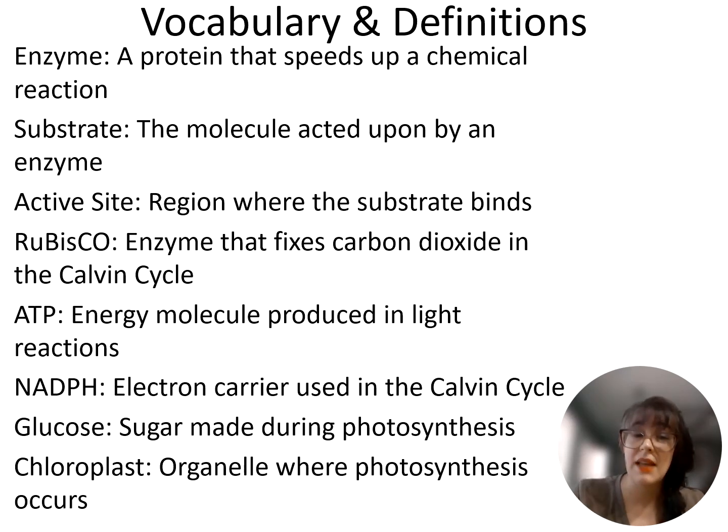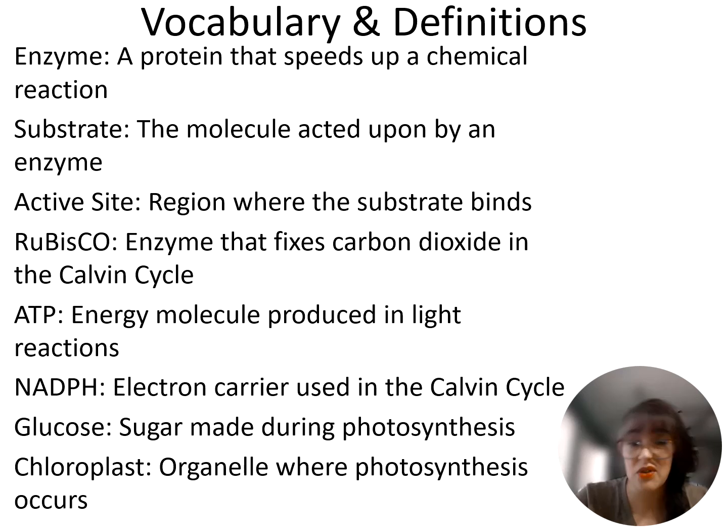So we start with enzyme. That's our protein that speeds up a chemical reaction. Substrate, the molecule acted upon by an enzyme. Active site, that's the region where the substrate binds. So that's where you're going to have your enzyme and substrate come together at the active site. Rubisco is an important enzyme that's in all plants, and that's an enzyme that fixes carbon dioxide in the Calvin cycle. We have ATP, and that's an energy molecule.